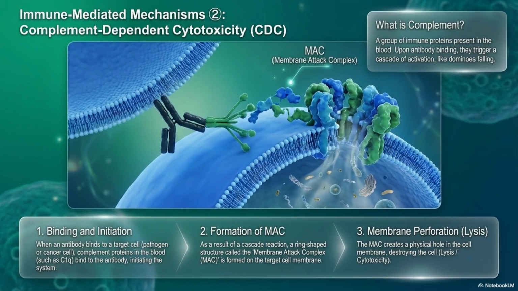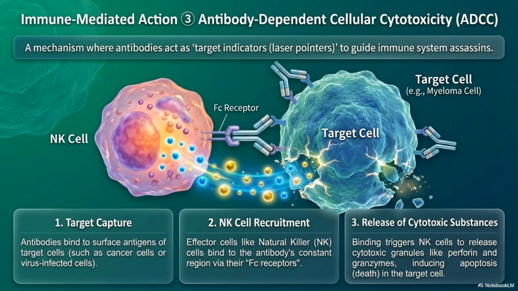The second pathway is complement-dependent cytotoxicity, or CDC. When antibodies bind to a target cell, they trigger a cascade of proteins in the blood known as the complement system. This cascade culminates in the formation of a ring-like structure called the MAC, which punches holes in the cell membrane, leading to lysis.